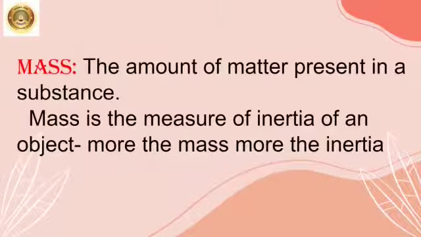Mass. The amount of matter present in a substance is called mass. Matter has a natural tendency to resist a change in its state, which is called inertia. Mass is the quantitative measure of the inertia of an object. The larger the mass, the greater is the inertia.